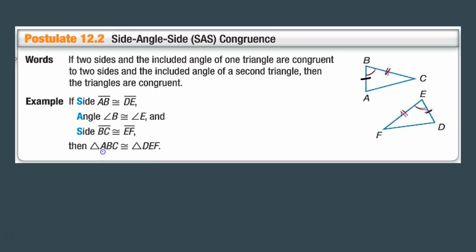Our first side that we're looking at is AB. AB should be congruent to DE, which it is. Then we have our angle B and our angle E, which should be in the middle. So side, angle, now let's check our side. BC should be congruent with EF, which it is. Notice how we have a side, angle, side. It doesn't go side, side, angle. It must go in the order of side, angle, side, and they're right next to each other every time.